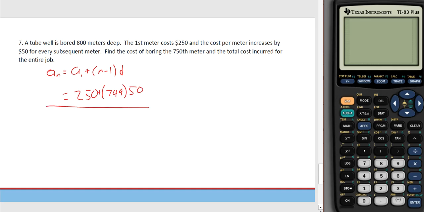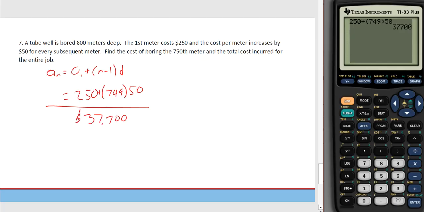So we get $250 initial cost, plus we are going 749 additional meters at an additional $50 per meter. So that 750th meter is going to cost you $37,700.